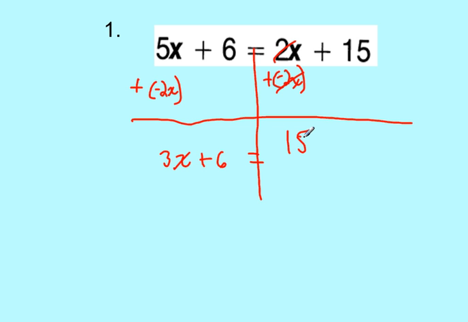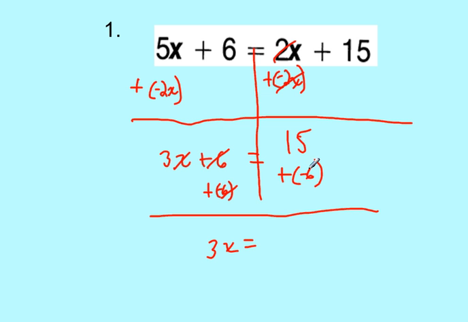Now what I've created is a two-step equation. Okay, so from here, what I'm going to do is just cancel out the 6. So I'm going to add negative 6 to both sides, and that cancels out over here, leaves me with 3x, and then over here, 15 plus negative 6 gives me 9. Then my final step is to divide by 3, and I get x is equal to 3.